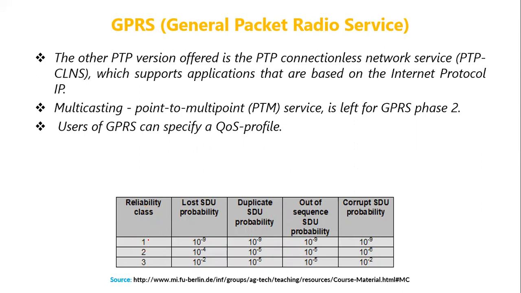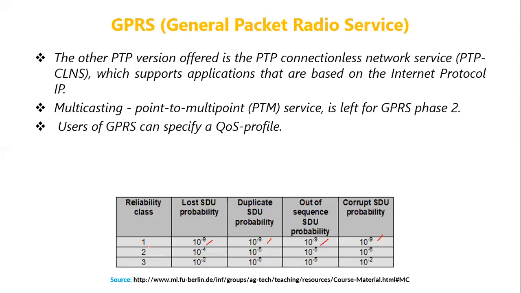For reliability class 1, the probability of an SDU getting lost is 10 to the power minus 9. The probability of a duplicate SDU is also 10 to the power minus 9, out of sequence is also 10 to the power minus 9, and a corrupt packet is also 10 to the power minus 9. That is, whether lost, duplicate, out of sequence or corrupt, all these are very, very low, because the application itself cannot correct errors. So in that case, reliability class 1 will be used.